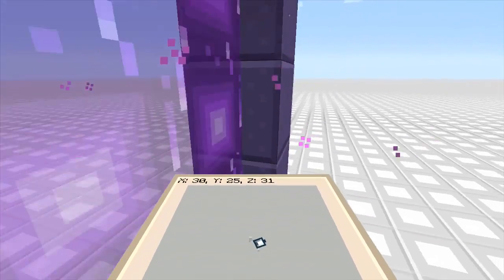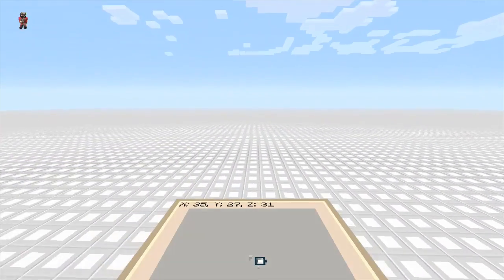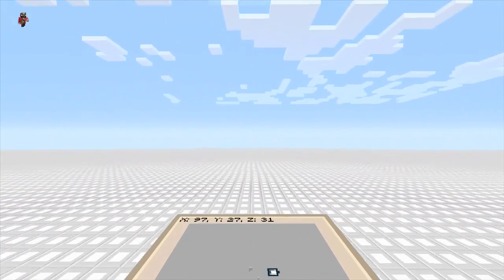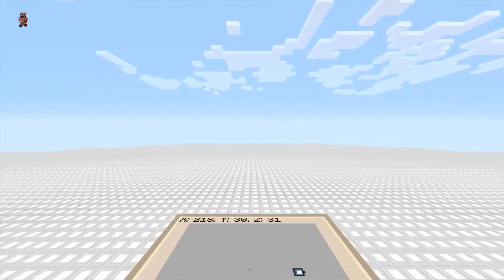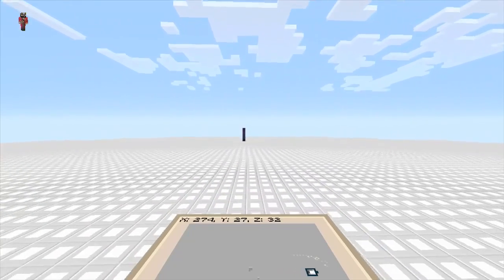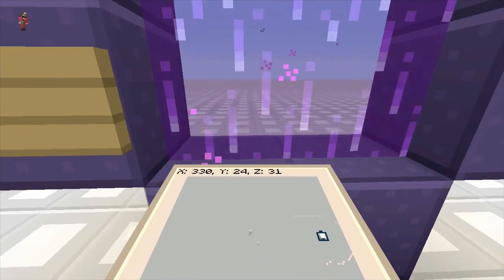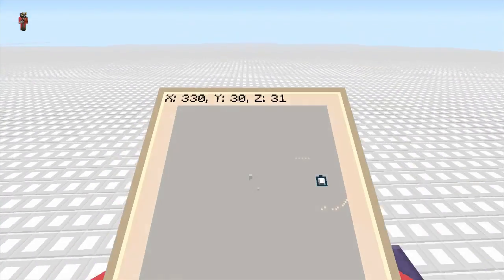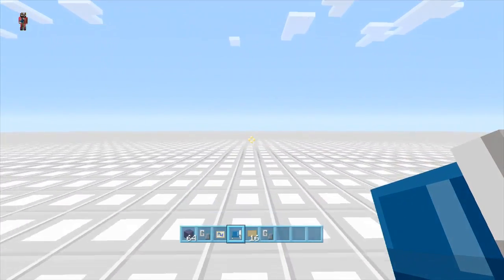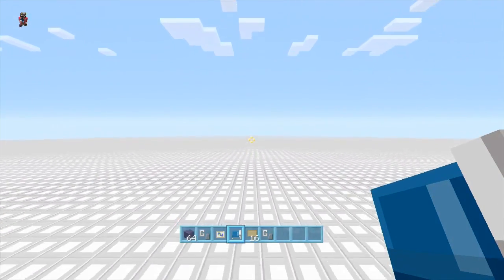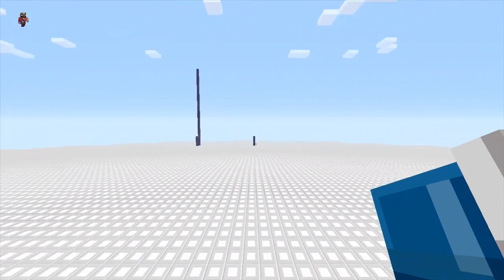So again, x30, z30. Now let's say in this direction I have a skeleton spawner or something amazing. And I put this portal 300 blocks away. So we were at x30, and this portal is at x330. So 300 blocks away. Now that's a problem. I don't want to walk 300 blocks every time I want to get some skeleton bones. So that's where linking portals comes into play. Let me show you.